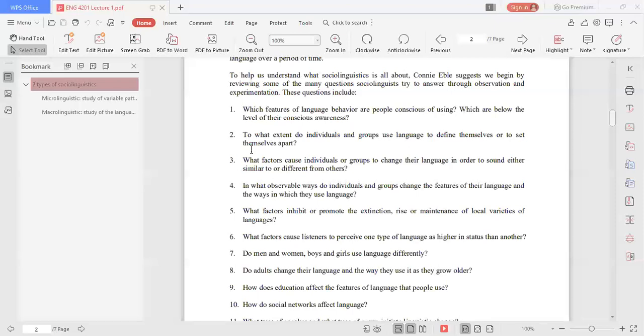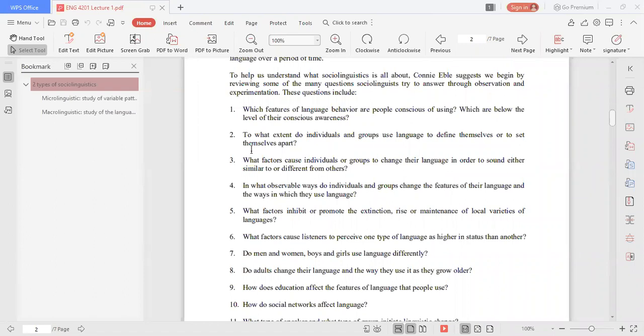Then another question: how does education affect the features of language that people use? That is a very important thing actually, and we can work on it. Your education affects your language, isn't it? For example, you are educated, you are going to be a graduate, and you've studied English literature and language. Definitely, after some time you can feel that your language is different from the people who are not that much educated. So certainly, it's going to affect your language.